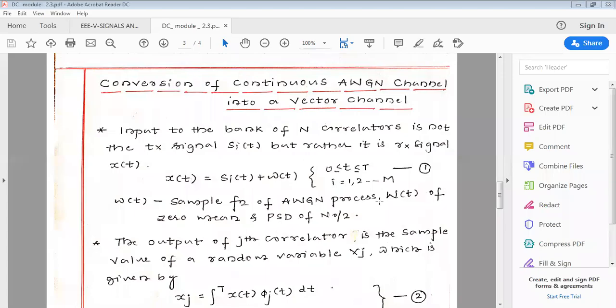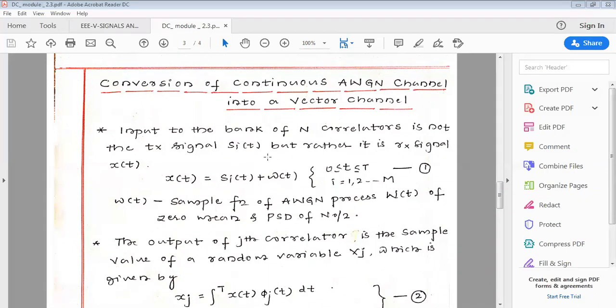Students, in this video, let us have a discussion on one more important topic: conversion of continuous AWGN channel into vector channel. In this topic, we will be converting the output of the AWGN channel, which is X of t, the sum of the transmitted signal Si of t as well as the noise signal W of t, into its vector form.